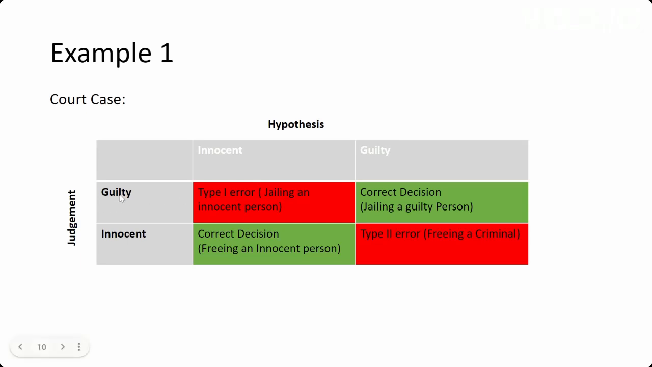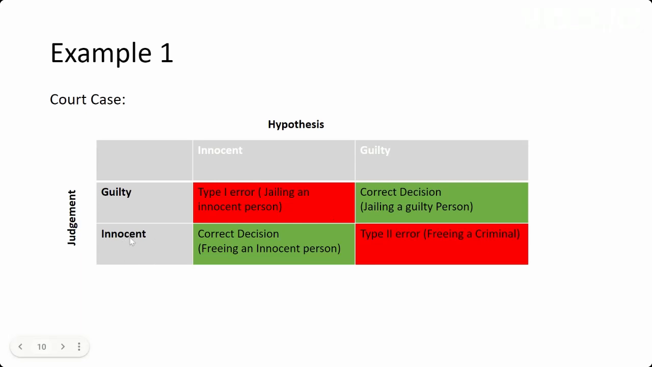Again, when you make a judgment of guilty, when that person is actually guilty, then you would have made a correct decision. So in the first scenario, you're going to be jailing an innocent person, where you say the person is guilty. In reality, that person is actually not guilty, is innocent. Then you're going to jail an innocent person, and that's a type 1 error. And then in the second case, where you have concluded that the criminal is guilty, and in reality that person is actually guilty, then you would have made the correct decision and you'll be jailing a guilty person there.